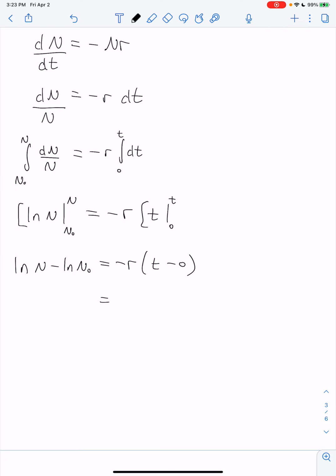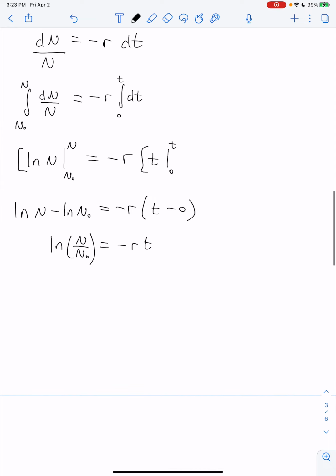Now remember your log rules. ln n minus ln n naught is ln of n over n naught. Remember, ln is just a log base e. And we have minus rt. We're getting close. Now, this is fine, but what we really want is an expression for n equal to some set of values. So how do we get the n value out of that ln expression?